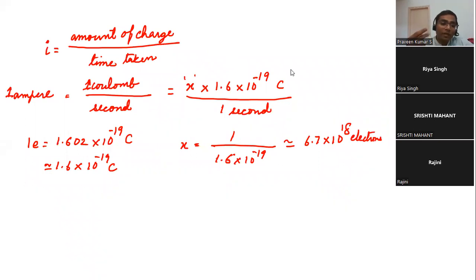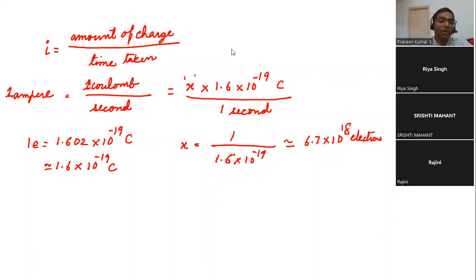Now, if I give the question the other way around, you have 1 ampere current. In half a second, how many electrons will flow? About half of this. 6.7 divided by 2, which will be about 3.3. So Srishti and Tanvi have given the right answers here.